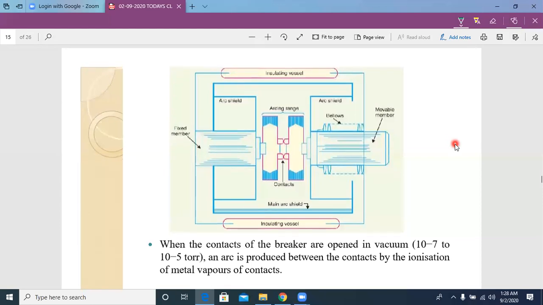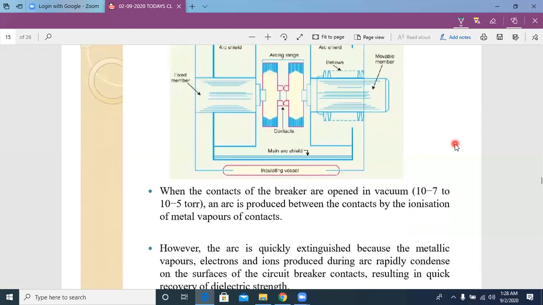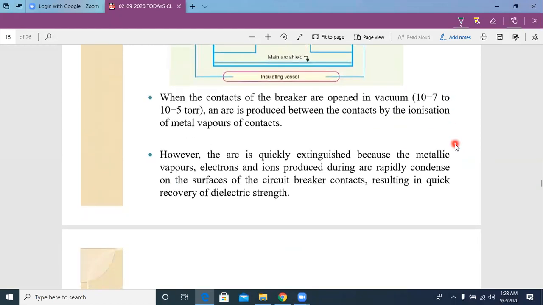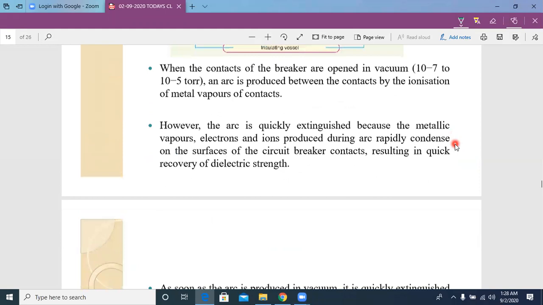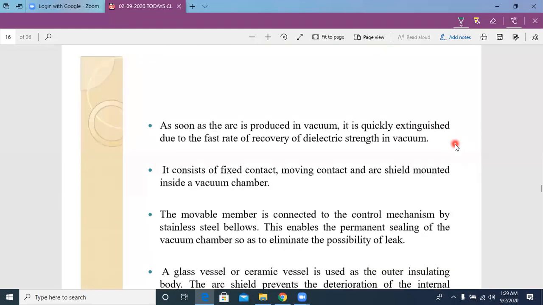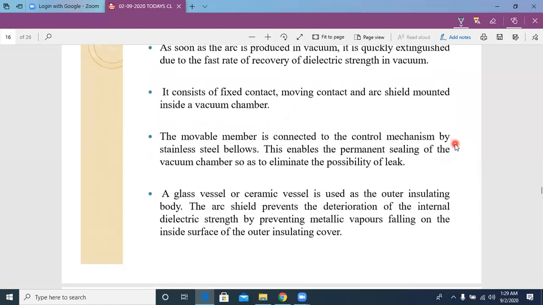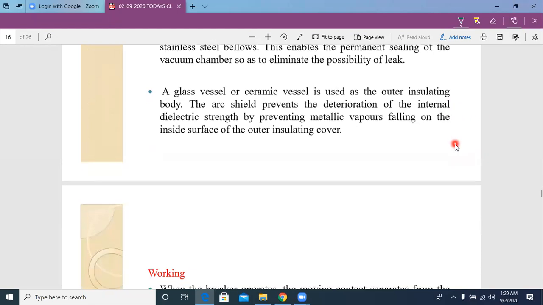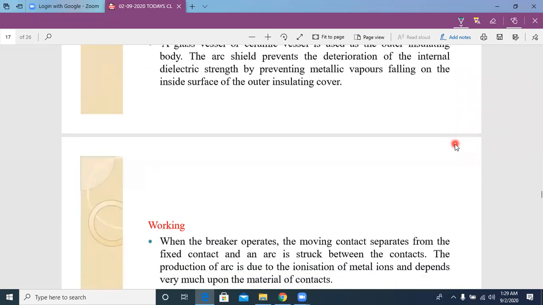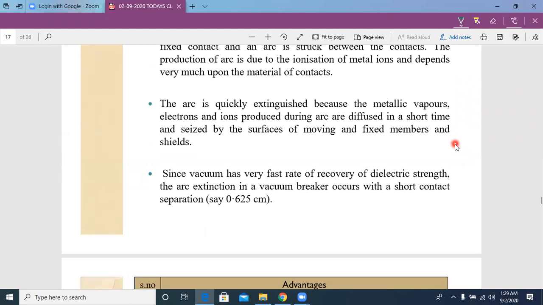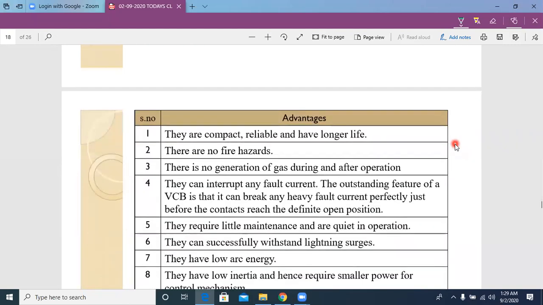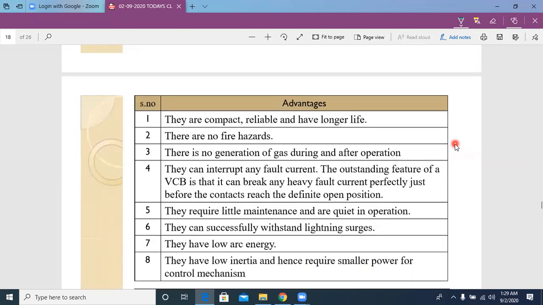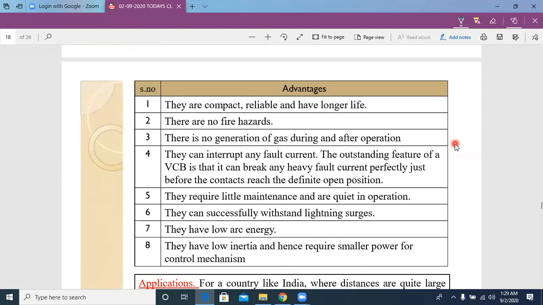Okay students, I will send this PPT to your group. Please read it, you can easily understand. I explained point by point. Don't worry. If you find any difficulty regarding this, please send your query to me. This is about the vacuum circuit breaker. These are the advantages. If you read, you can definitely understand. Okay, don't worry.